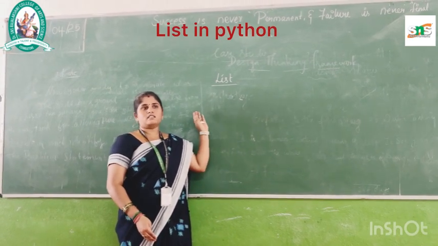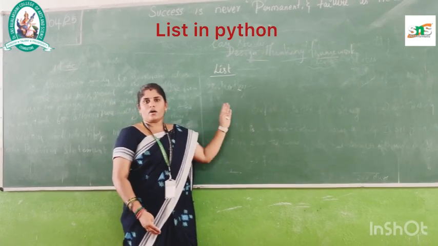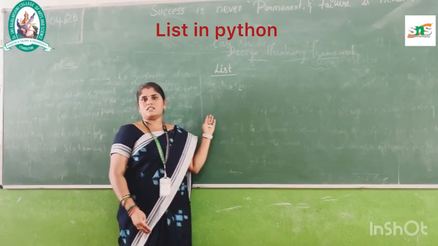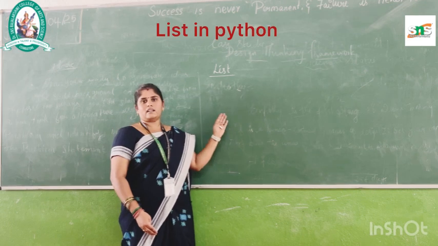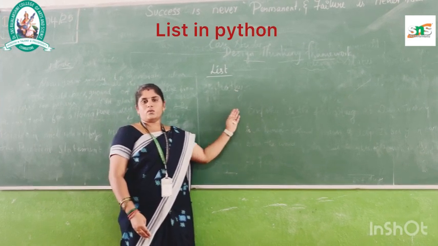It is in sequence format. What is meant by sequence? That is the order. What does order mean? The array index will start from 0, and the next one will be 1, the second index will be 2, and it proceeds like that.